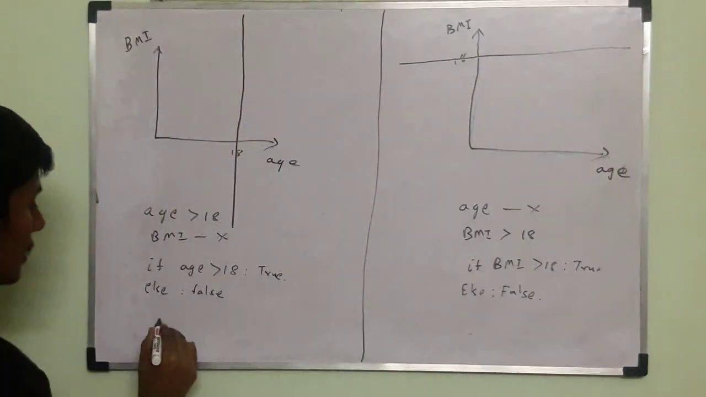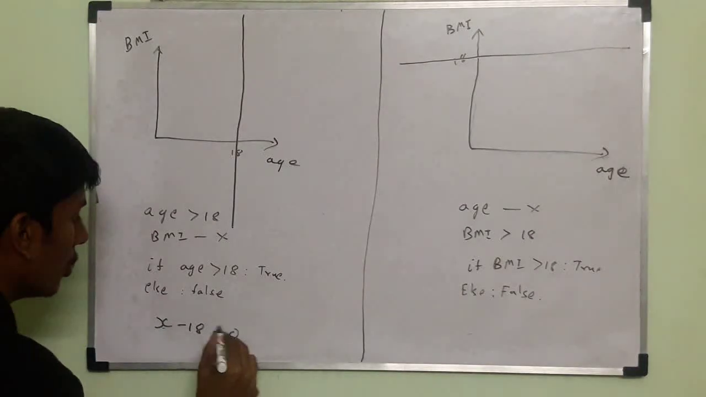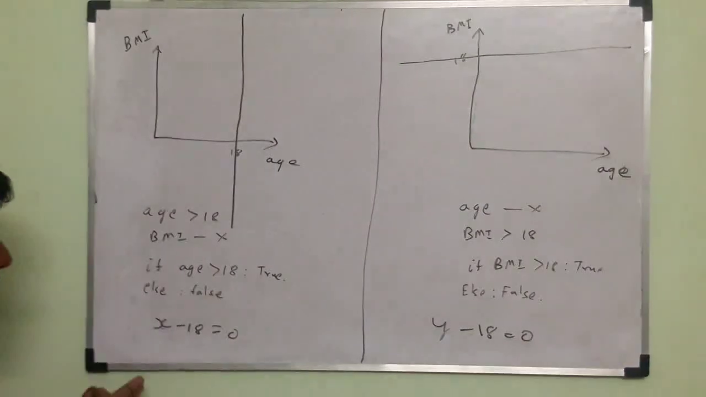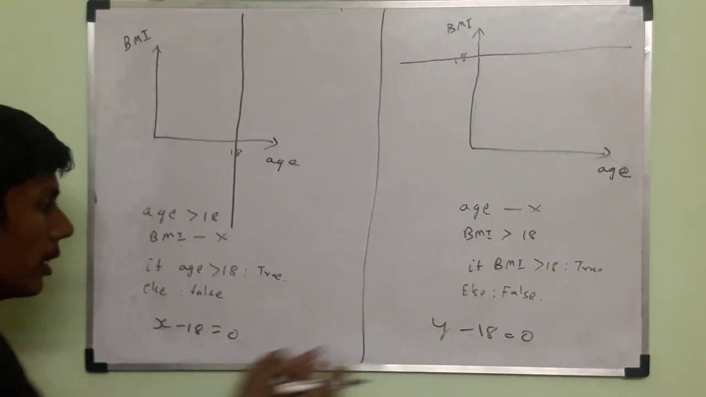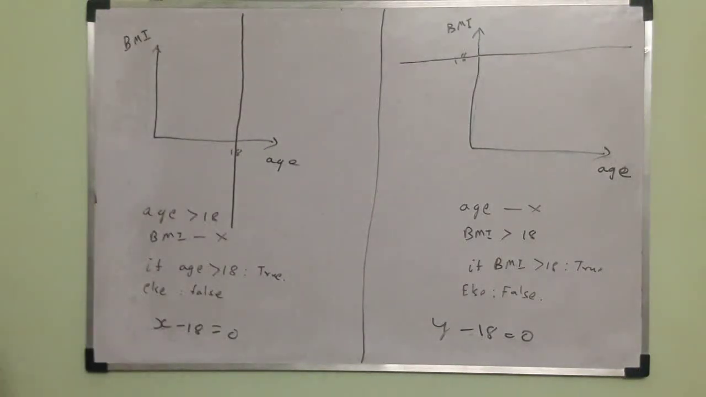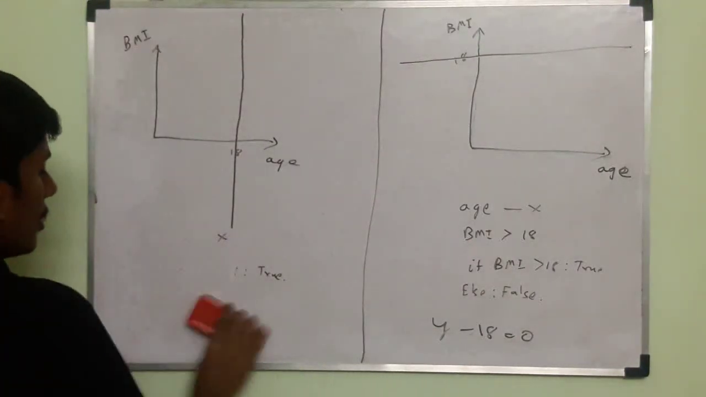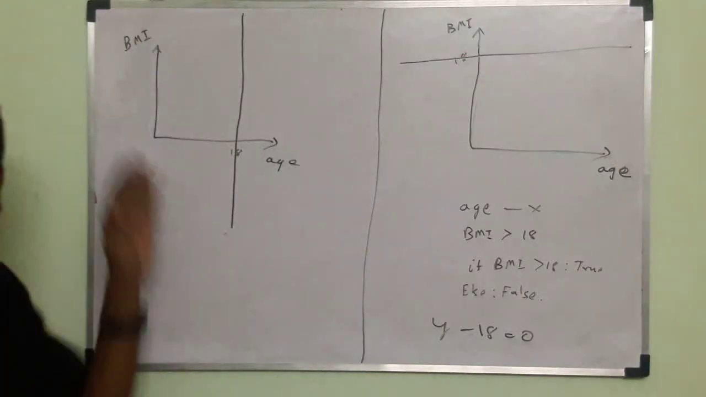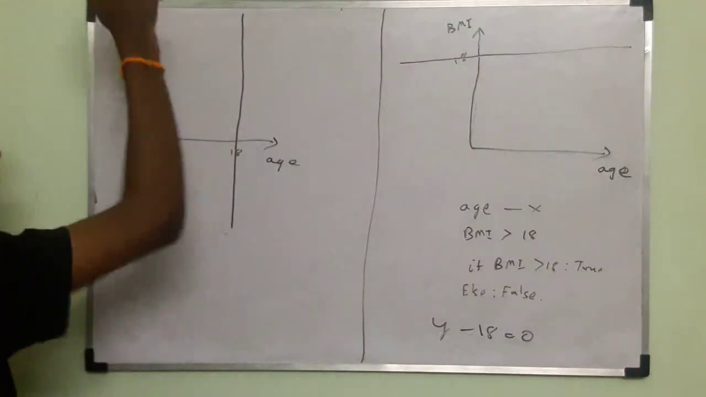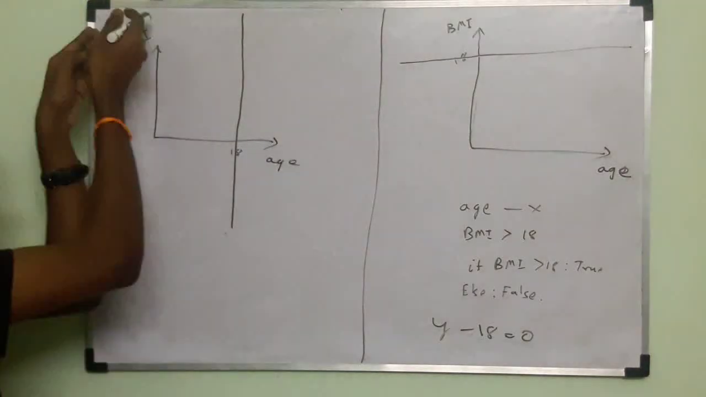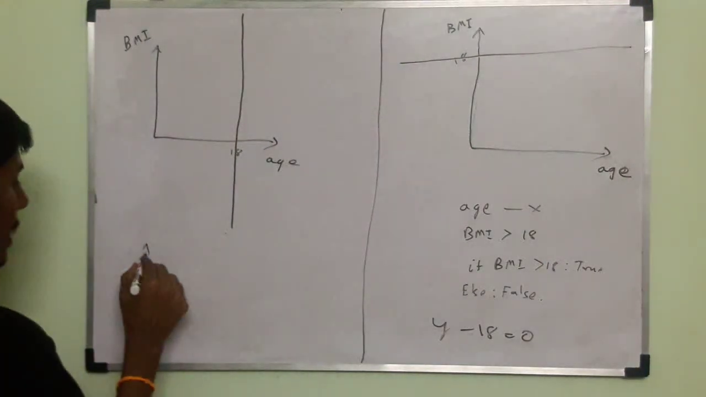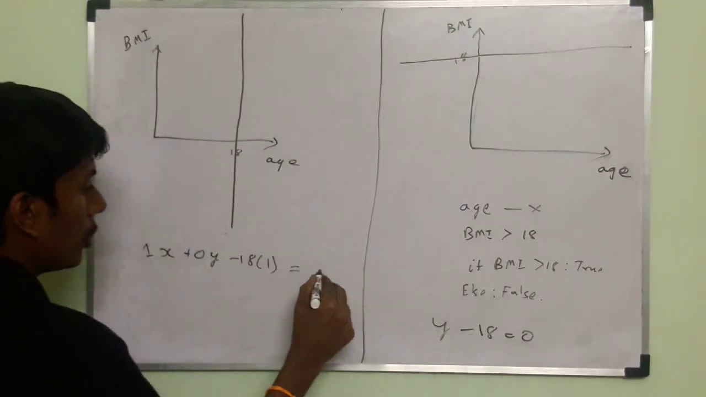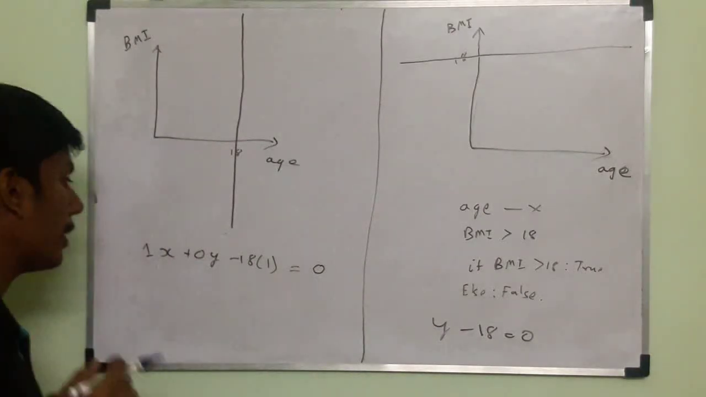The equation of this line is x minus 18 equal to 0, and for this the equation is y minus 18 is equal to 0. Now this will be implemented using a neural network, and this one also. How we do that: we have two inputs, age as well as BMI. Here BMI was of no consideration, so the coefficient of y was 0, and this is x and this is y, so the coefficient of x is 1. So 1x plus 0y minus 18 into 1 is equal to 0. This is the equation which we should achieve.